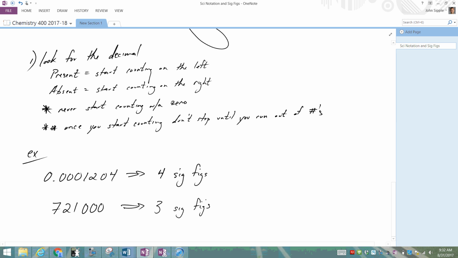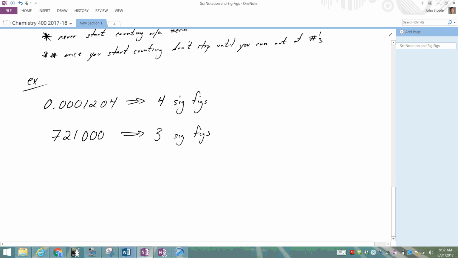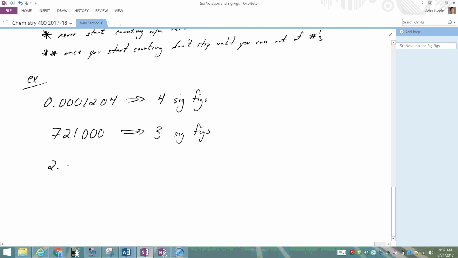You had some number like 2.0043 or something like that? Okay. So decimal point is present, right? So we start on the left. We got a number here, so once we start, we don't stop. All right? 1, 2, 3, 4, 5, 6. 6.